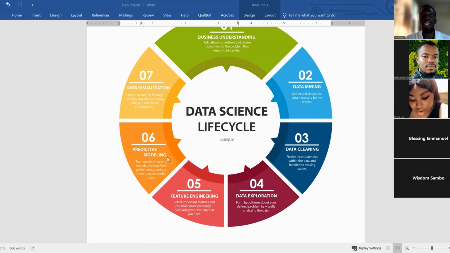And then you start building your machine learning model. Then you visualize and then you communicate. So before I move forward, I want you guys to please take note of this life cycle. I'm going to ask you questions. So please take note of this: business understanding, data mining, data cleaning, data exploration. We have feature engineering, predictive modeling, and we have data visualization.